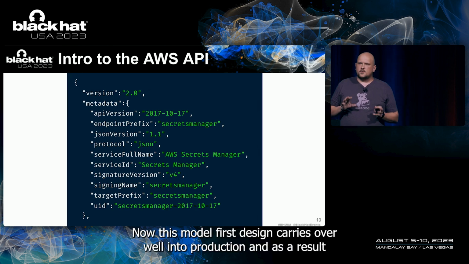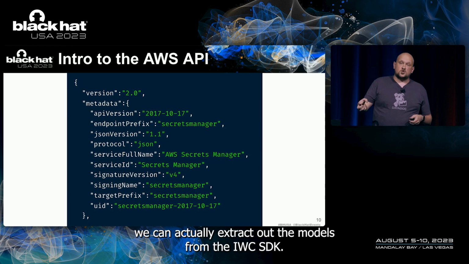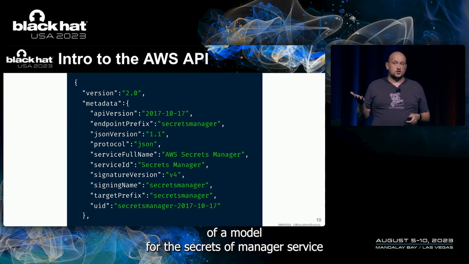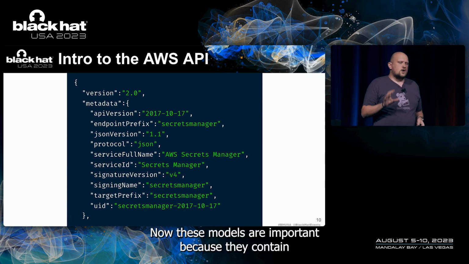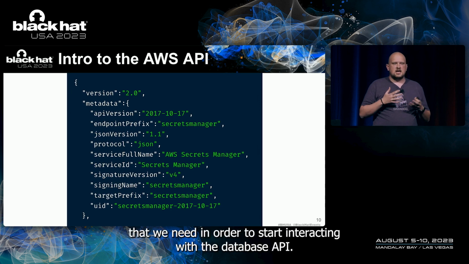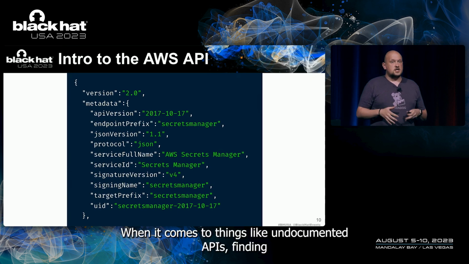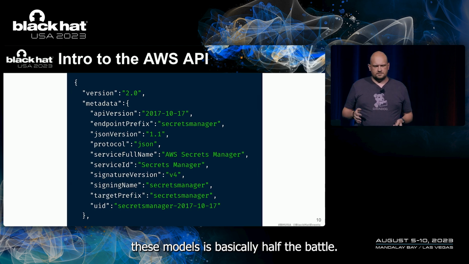Now, this model-first design carries over well into production. And as a result, we can actually extract out the models from the AWS SDKs. What you see on the slide here is an example of the top portion of a model for the Secrets Manager service that I've pulled from the Botocore Python library. Now, these models are important because they contain basically all the information that we need in order to start interacting with the AWS API. When it comes to things like undocumented APIs, finding these models is basically half the battle.